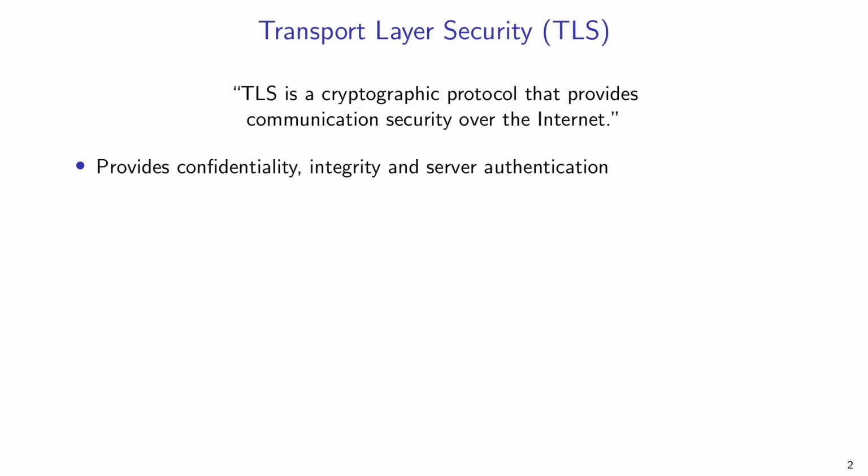The confidentiality and integrity here means that data is encrypted. And the server authentication here means that the protocol provides the ability to establish the identity of the server. As you will see, in practice, it relies on the public key infrastructure and public key certificates to provide server authentication.